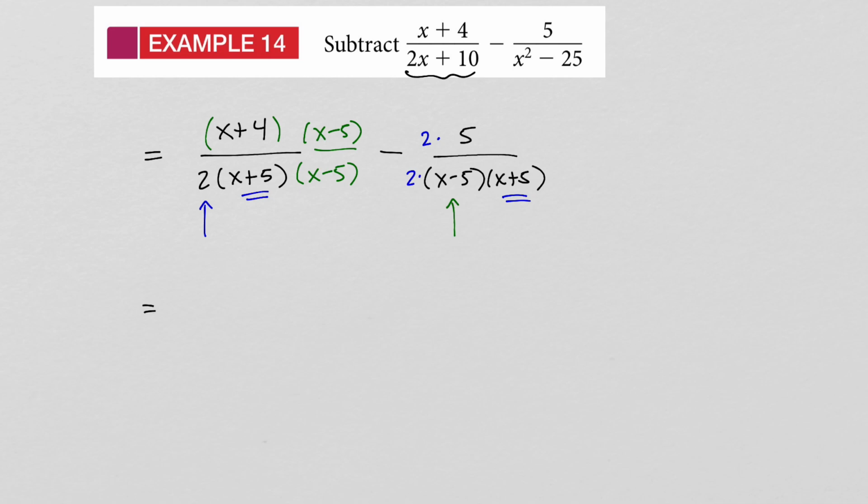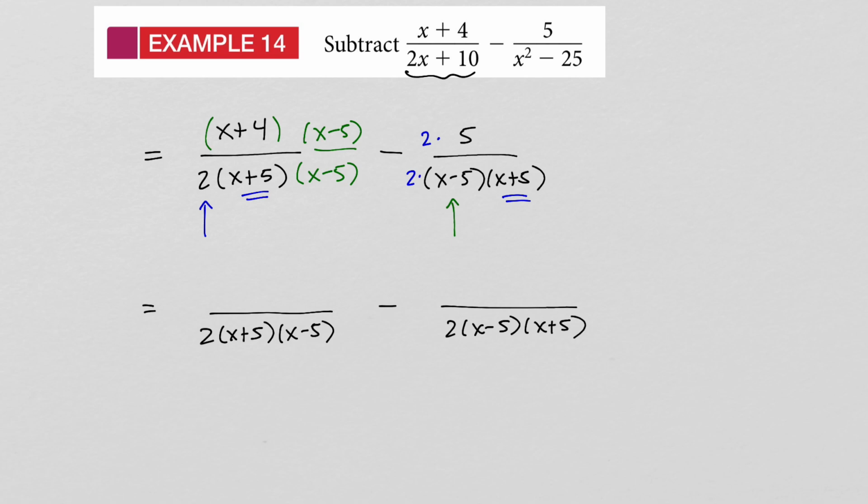Now we're going to rewrite these two fractions with their common denominators in factored form. And then I'm going to multiply out the numerators. So here it's very simple. 2 times 5 is 10. But here I need to FOIL, right? I need to multiply this out. And that's going to be x squared minus x minus 20.